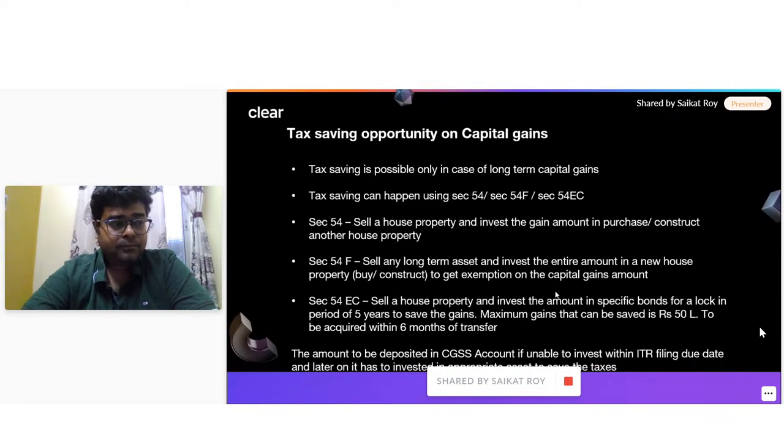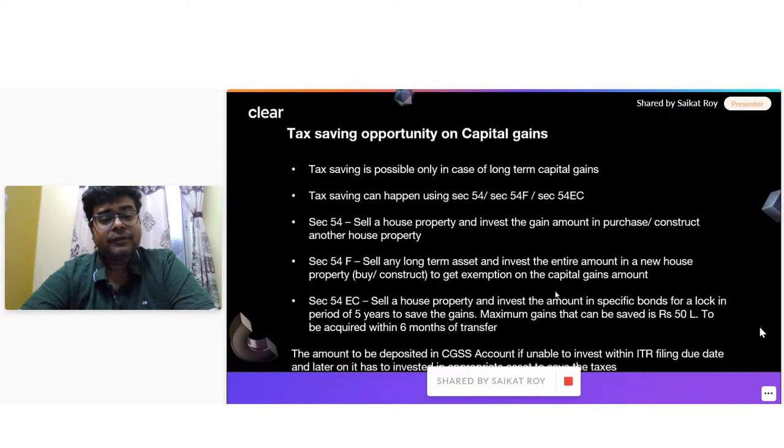However, if you are investing a fraction of it, let's say out of 30 lakh rupees, you are investing only 20 lakh rupees in purchase of a new flat. In that case, 10 lakh rupees of capital gains will be exempted in your hand. Remaining 5 lakh rupees, they will be taxed in your hand at the rate of 20%. Further, the tax amount will be increased by the education cess or surcharge, if any.